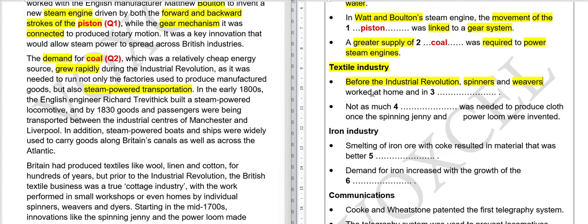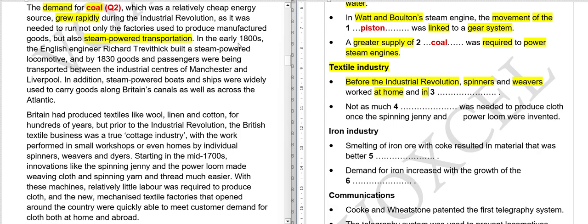Spinners and weavers. So obviously these words are referring to people who spun or who weave. They used to work at home and in, obviously, a factory or something like that. There are only two places to work. Maybe there is some other place. We will only know after reading the paragraph. But we know there will be two locations, at home and in something. Let's see where these words are.